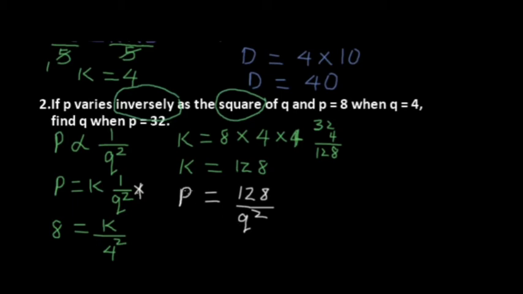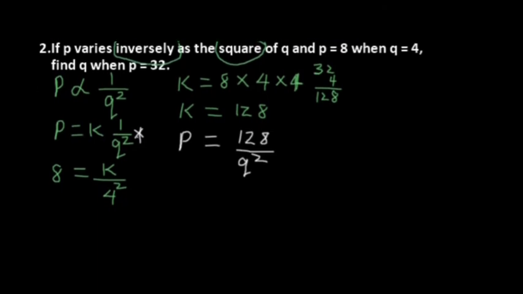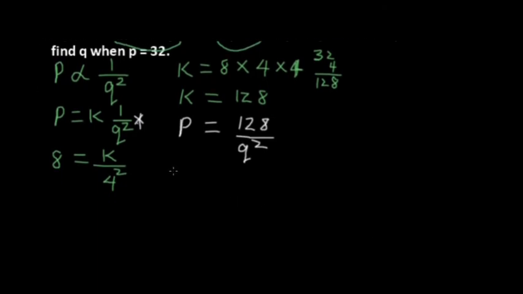So what do we do? We go back to the law. You put the value of P as 32. P is 32 equals 128 over Q squared. And what do you think this will be? If you cross multiply very well, you'll be having 32Q squared equals 128.